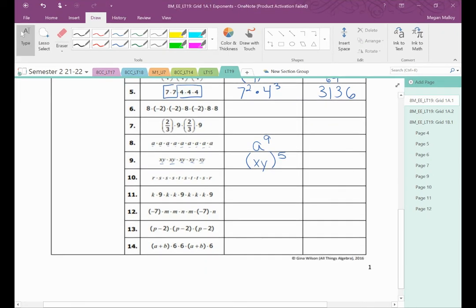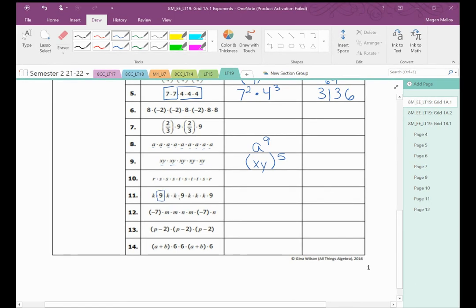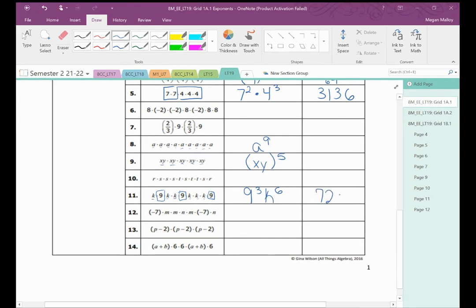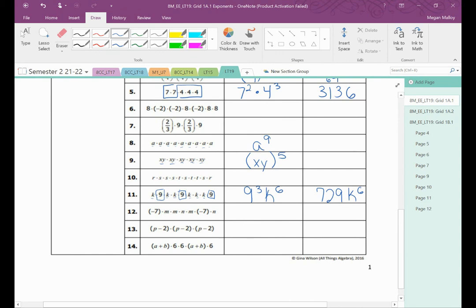If we jump down to number 11, I see I have some constants. I have some 9s. 9 times itself 3 times, so 9 to the 3rd power. And then that's going to be multiplied by k. 1, 2, 3, 4, 5, 6. 6k, so k raised to the 6th power. And 9 to the 3rd power would be 729, but the k to the 6th power would have to stay the same.